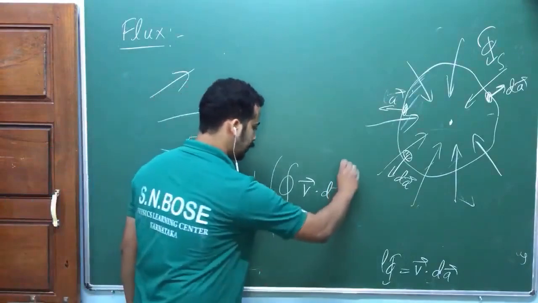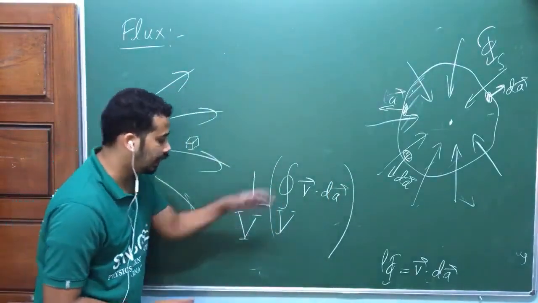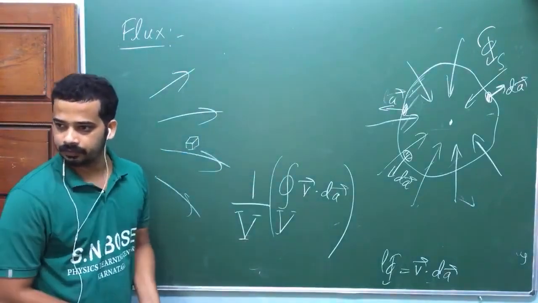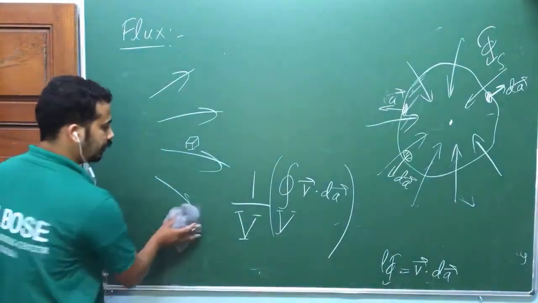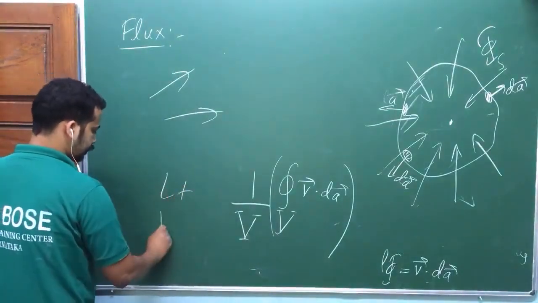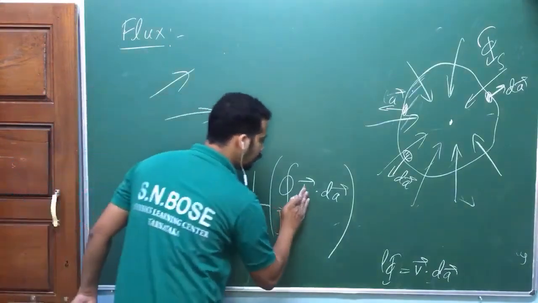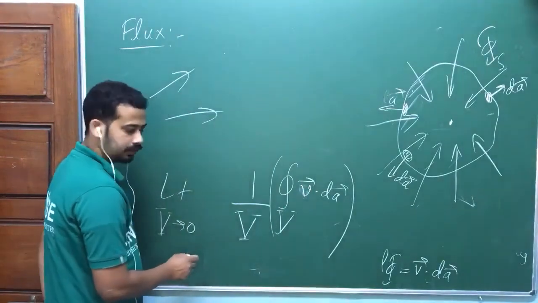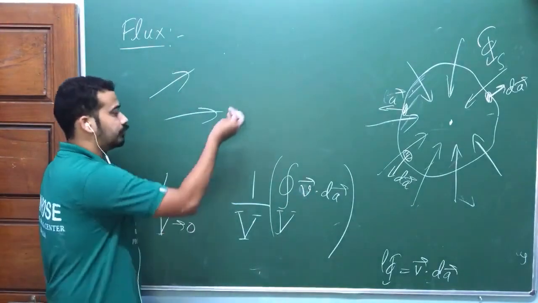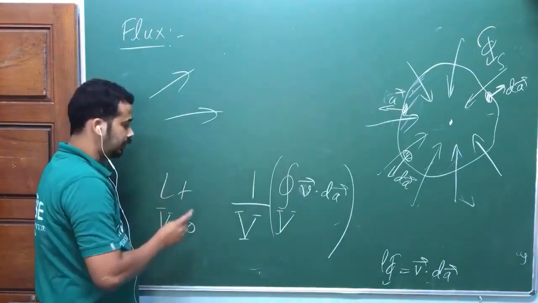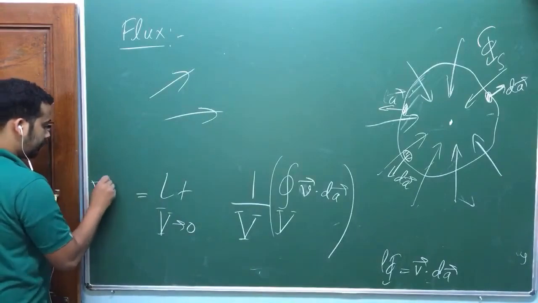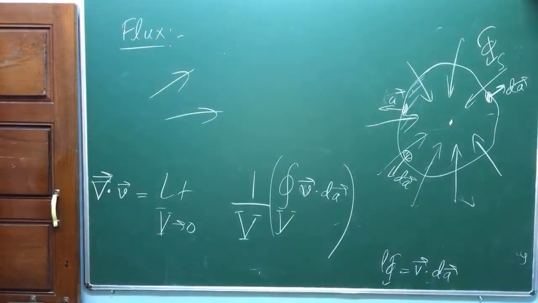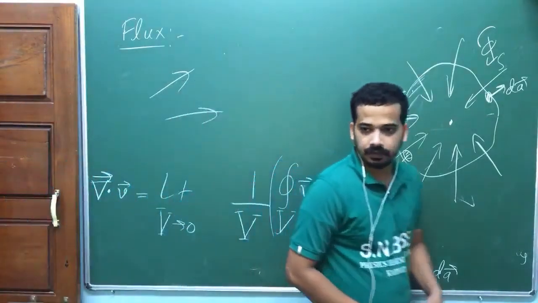This is flux. Dividing this flux by volume, what is that? Flux density. Can I say it like this? Flux density, and limit volume tends to 0. This is small v, this is capital V. This is the vector field, this is the volume. Limit as that volume tends to 0. I have to diminish that volume. So that is nothing but the divergence of the vector field. This is the basic definition of the divergence of a vector field.